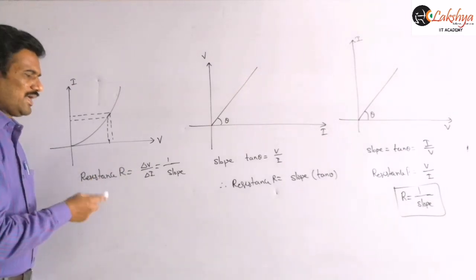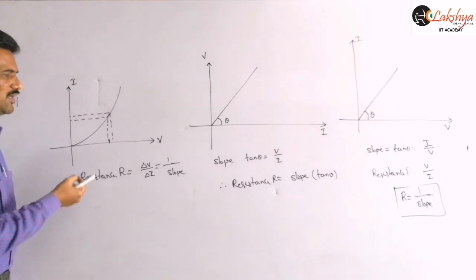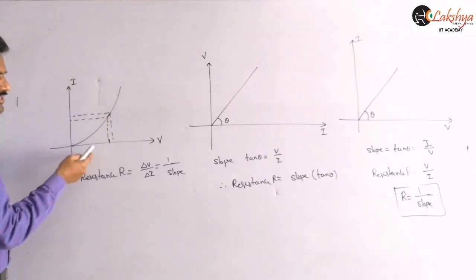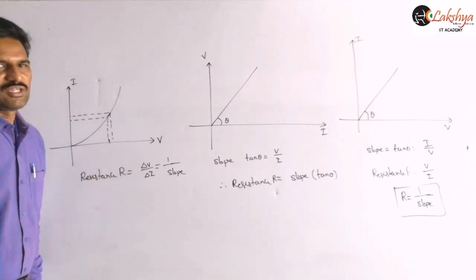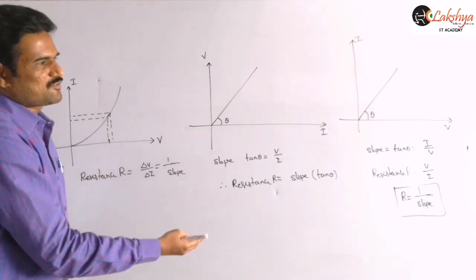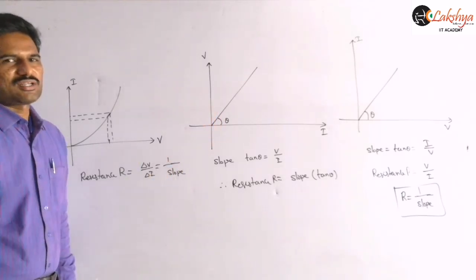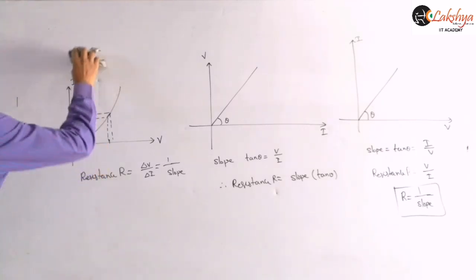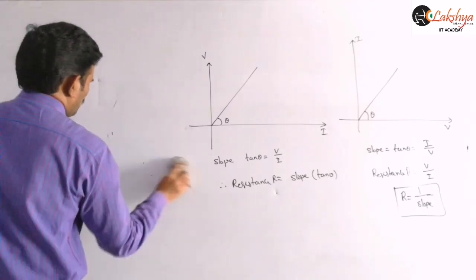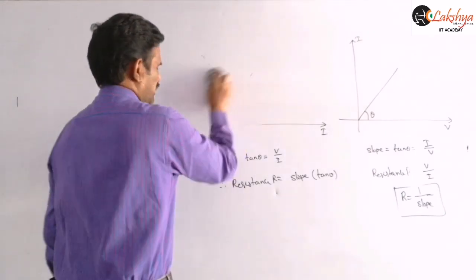The V is equal to IR relation or R is equal to V by I can be applied, and generally it will be applied like this. That means here the resistance is variable. For different potential differences, you will get different resistances. Whereas for ohmic conductors, the resistance of the conductor will be constant in general, when the temperature remains constant. So that is about ohmic and non-ohmic conductors.